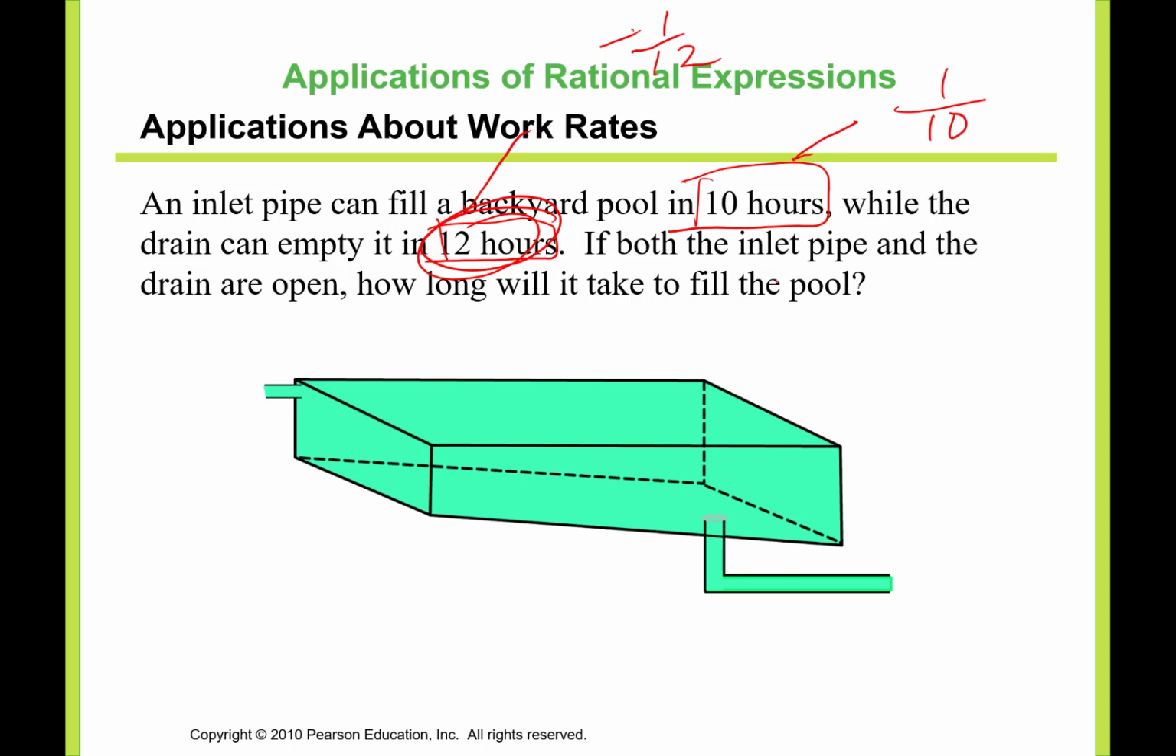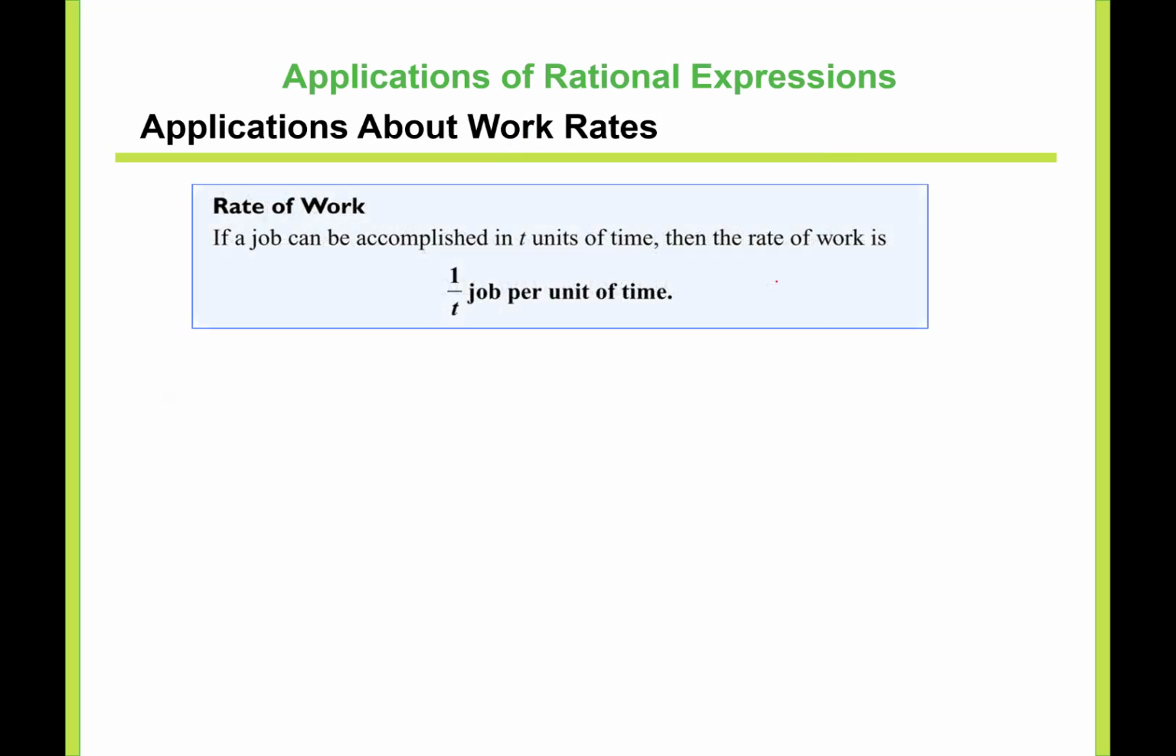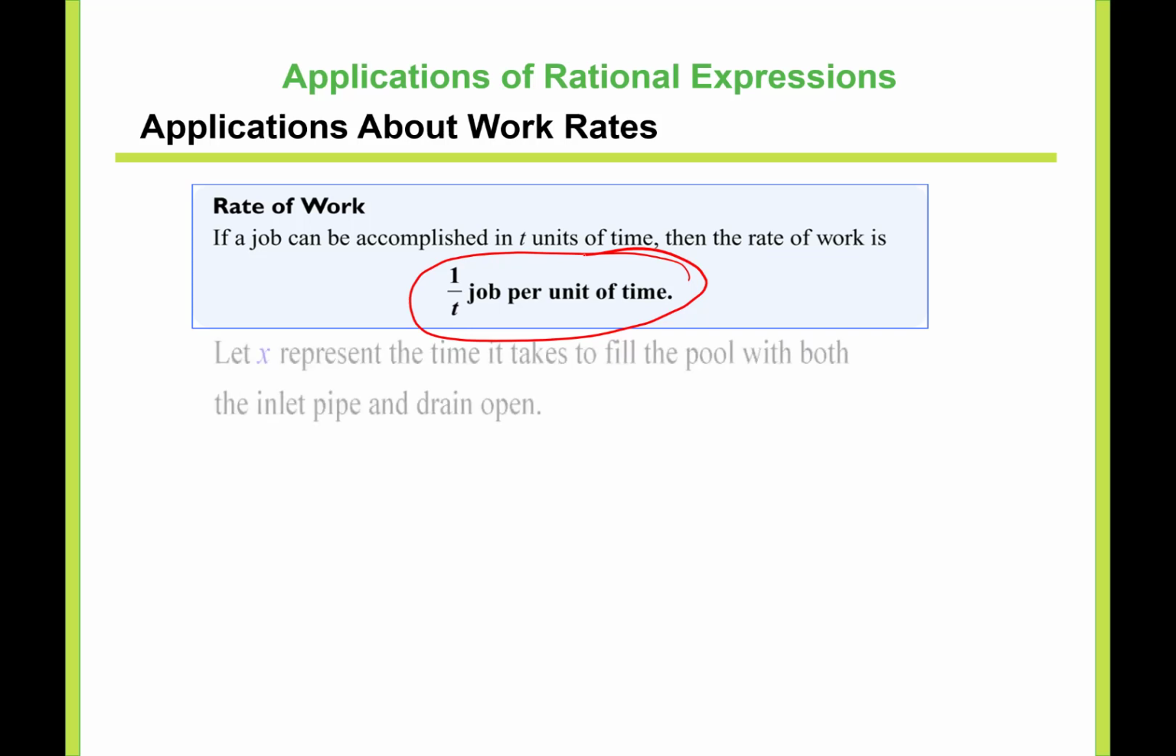If both the inlet pipe and drain are open, how long will it take to fill the pool? All right. So just be aware of that. If we're coming in at 10 hours, going out at 12 hours to empty the pool, obviously we have the formula right here. It's going to be 1 over T for the job per unit of time. That's all we need to remember. Whenever two people are working together and we need to figure out the rate, all we simply need to do is have 1 divided by T, which is the time under consideration.